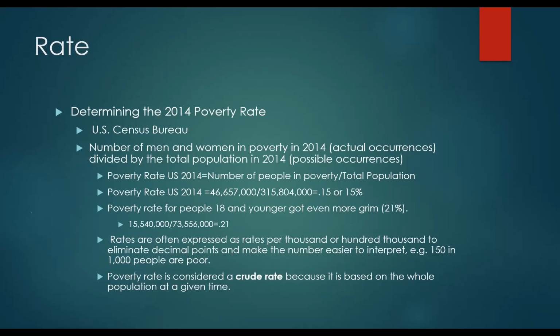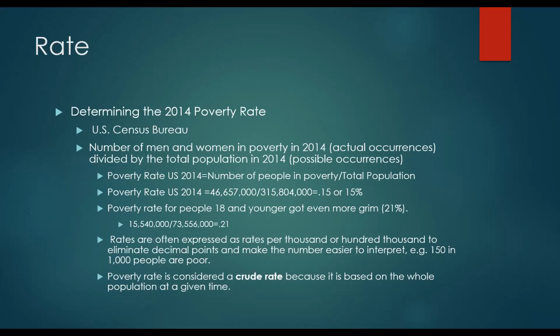46,657,000 divided by 315 million, right? Which was the total population in 2014, which gives me a poverty rate of 15%. Now I can refine it even smaller. I can say, what is the poverty rate for people 18 and younger? So now my total population is no longer 315 million. Now it's going to be 73 million. Those are the number of people.